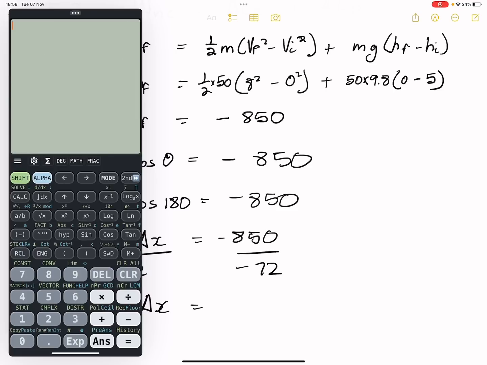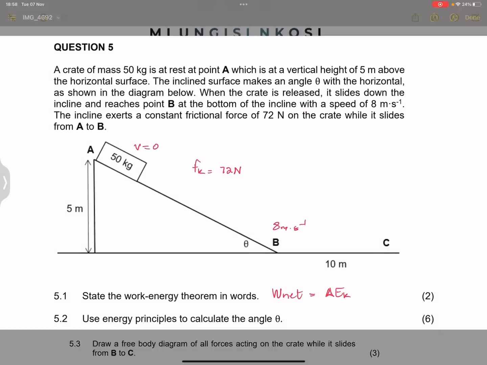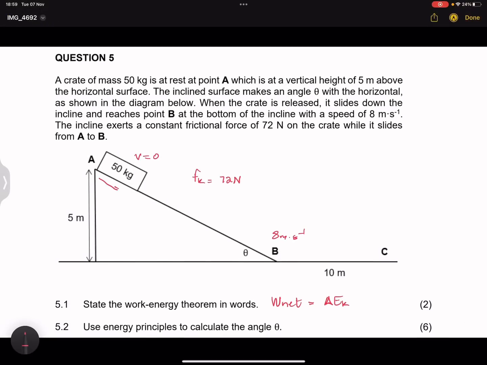Okay, sorry. So that's negative 850 divided by negative 72. Okay, and I've got 11.81. So that's going to be 11.81 meters, right? Now, what have I done? I've found out what would be the displacement of this object as it goes down the incline. So I found that displacement to be 11.81. Okay. Now we're looking for the angle theta.